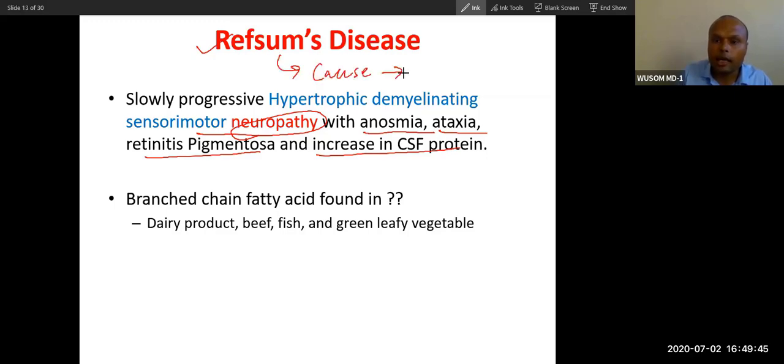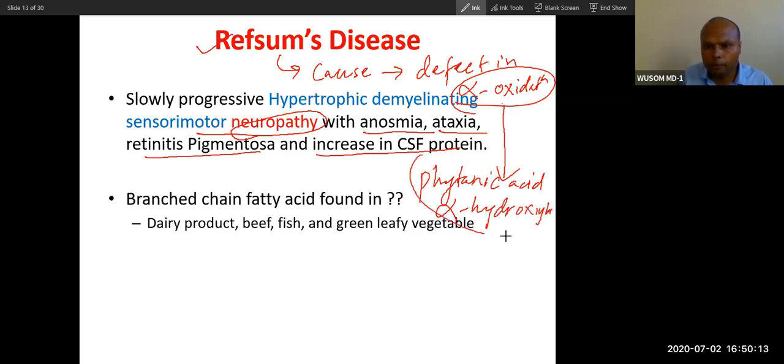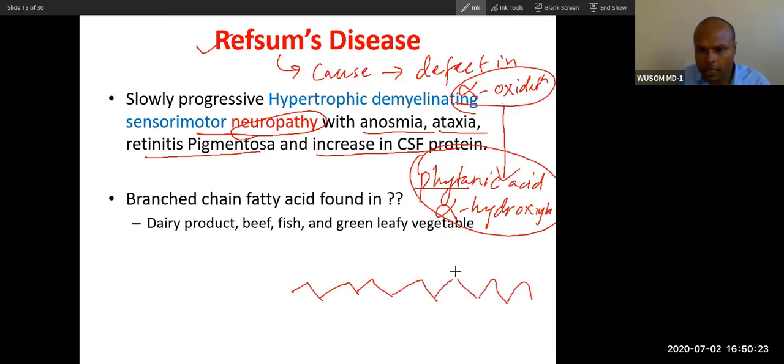The cause is a defect in alpha-oxidation. Alpha-oxidation happens where? Inside peroxisome. There is one enzyme, phytanic acid alpha hydroxylase. Phytanic acid is a very particular type of fatty acid. This is a branch chain fatty acid. Like this is a fatty acid, and there is branching. So this is a branch chain fatty acid.